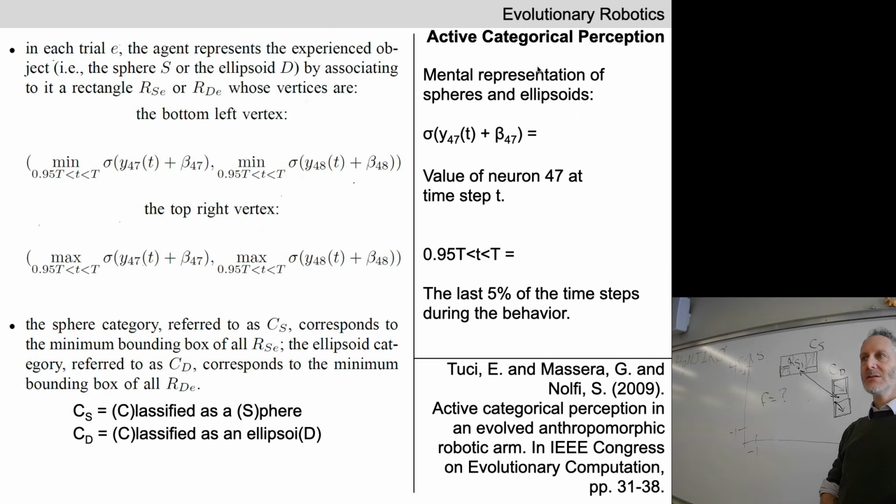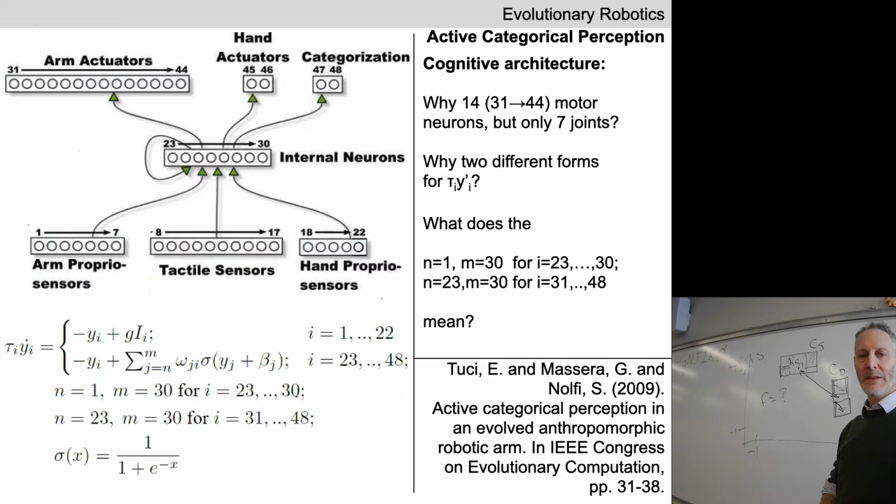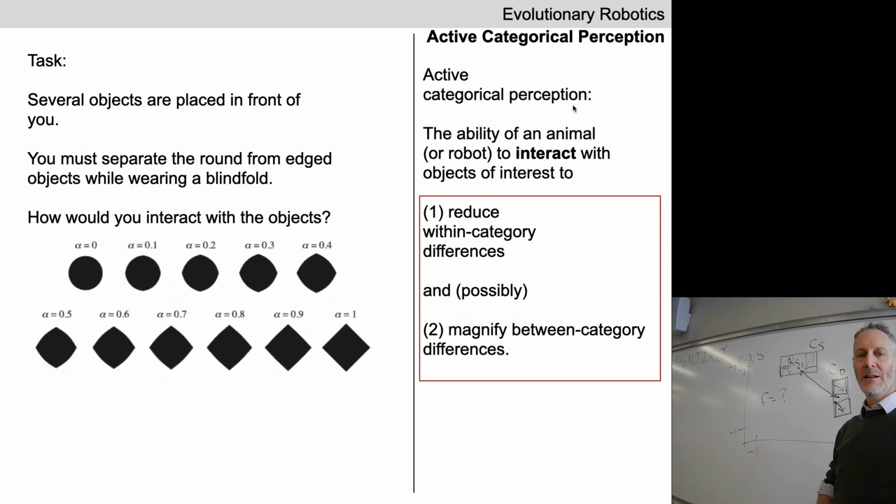It's a good intuition. Why might we want to make the bounding boxes small? This is where things get a little tricky. Trying to minimize the difference in the graph it's making when it detects a sphere versus an ellipsoid. Minimize the size. If we did that, we would be explicitly evolving CTRNNs to reduce within category differences, which is what we want.